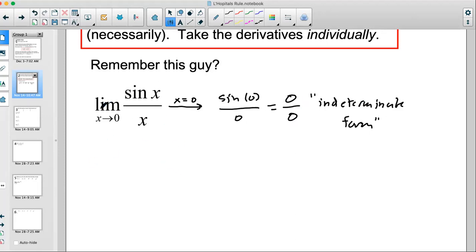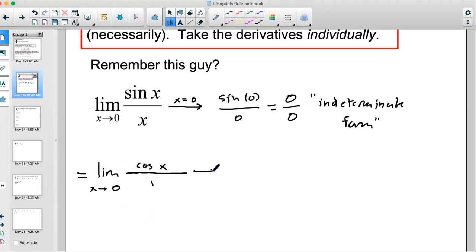So L'Hopital's rule says this limit is equal to the limit as x approaches 0 again, and now we take the derivative of the top and the derivative of the bottom. That is L'Hopital's rule. The derivative of sine x is cosine x. The derivative of x is 1. So this limit up here is equal to this limit down here. That's what L'Hopital's rule says.